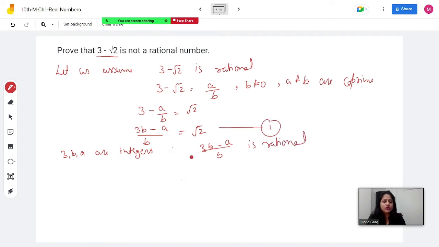अब अगर मैं इस इक्वेशन की बात करूं, यहाँ पे मेरे पास रैशनल है ऑन द लेफ्ट और दिस आई नो दैट दिस इज irrational. Will you feel yes this is rational, this is irrational, so they can't be equal. Hence 3 minus root 2 is irrational.